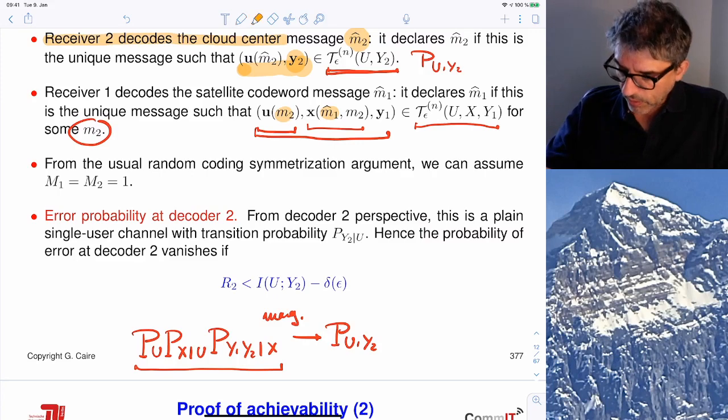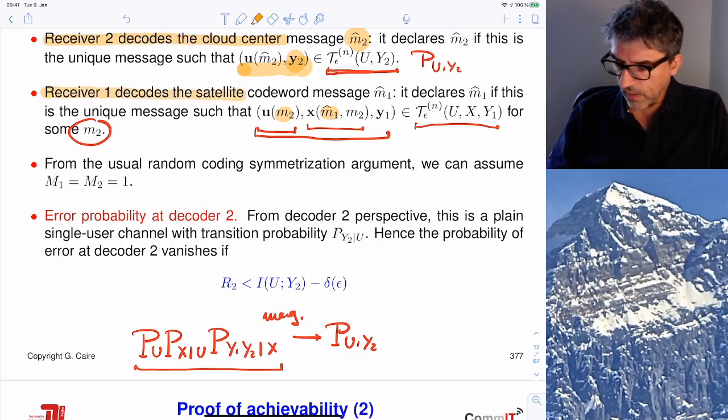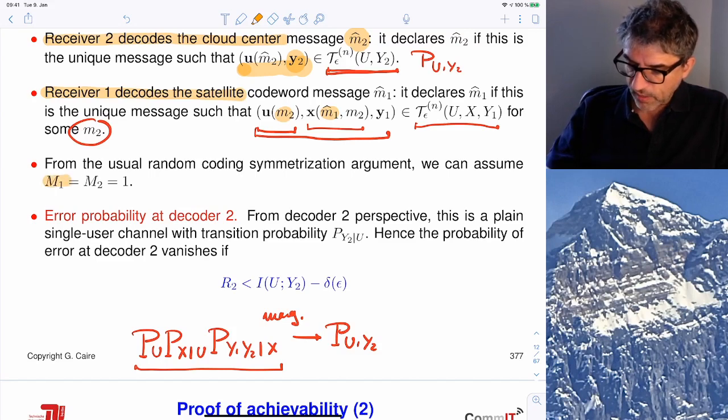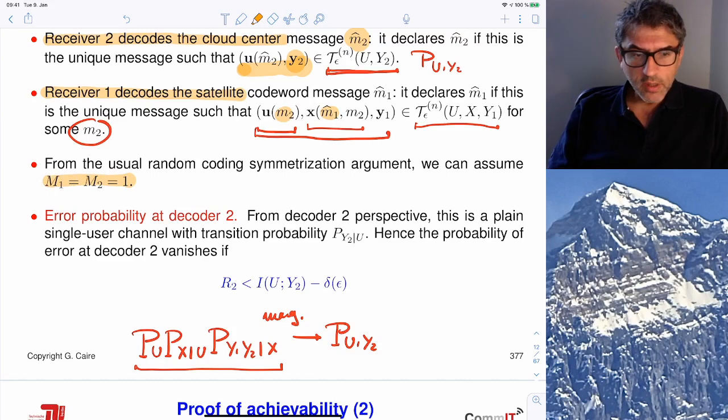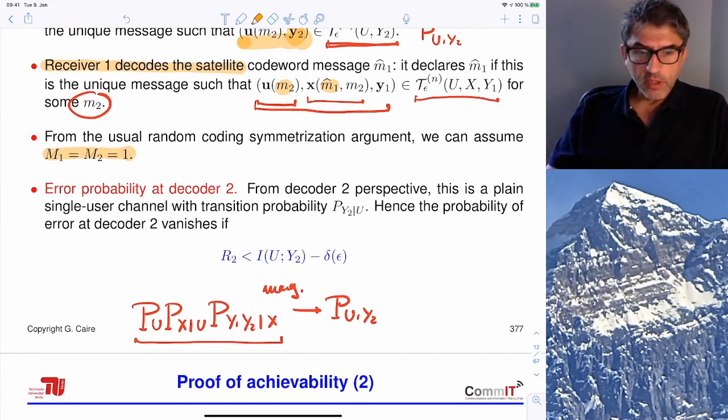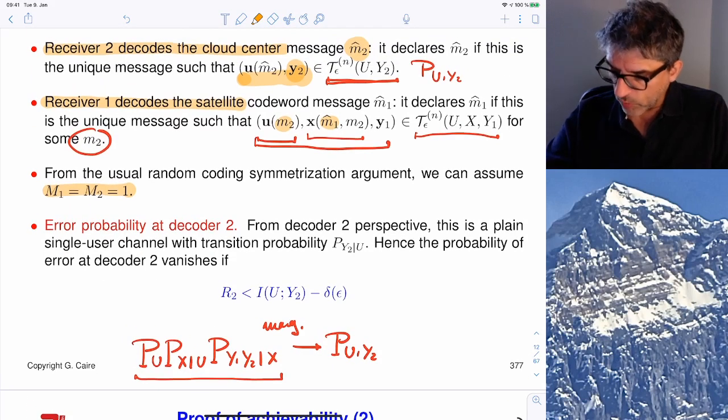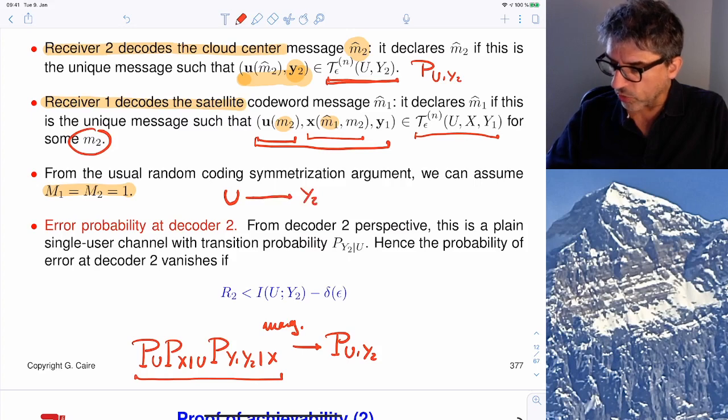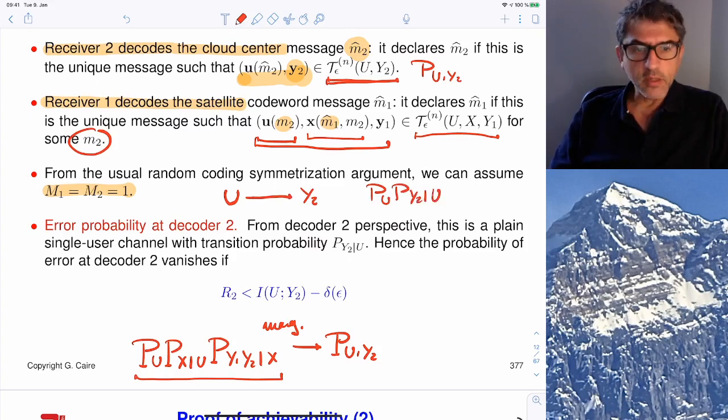So how does the proof of achievability proceed now that we have the generation of the random codebook and we have defined the joint typicality decoders at both users? Through the usual symmetrization argument, we can assume that the transmitted messages are 1-1, and we can consider the underlying distributions of the corresponding input sequences and output sequences. Analyzing the probability of error of decoder 2 is very easy, because from the perspective of decoder 2 we have simply a channel that goes from U to Y2 with the underlying joint probability p(u) p(y2|u). That's a single user channel.